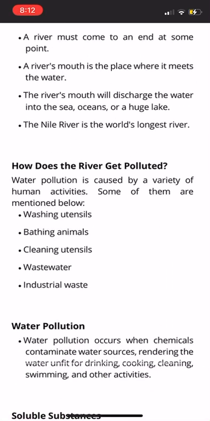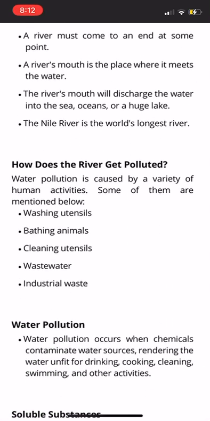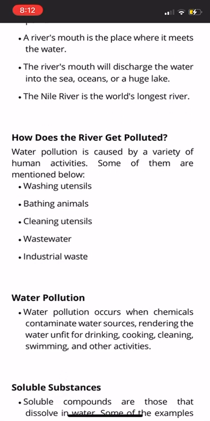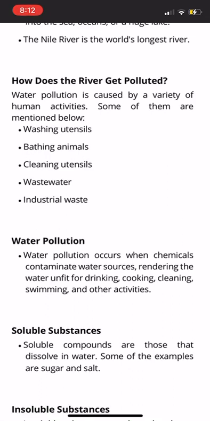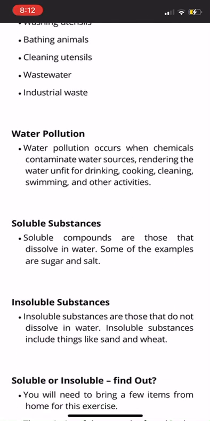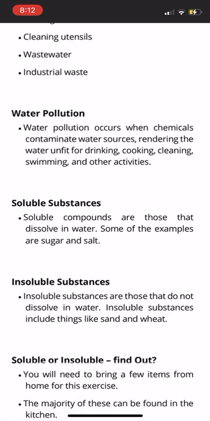How does the river get polluted? Water pollution is caused by a variety of human activities. Some of them are mentioned below. Washing utensils. Bathing animals. Cleaning utensils. Wastewater. Industrial waste. Water pollution occurs when chemicals contaminate water sources, rendering the water unfit for drinking, cooking, cleaning, swimming, and other activities.